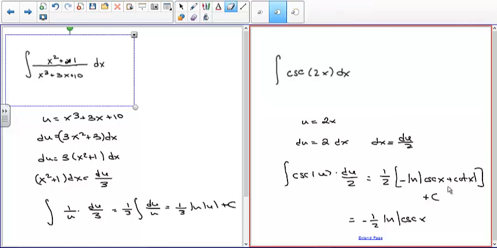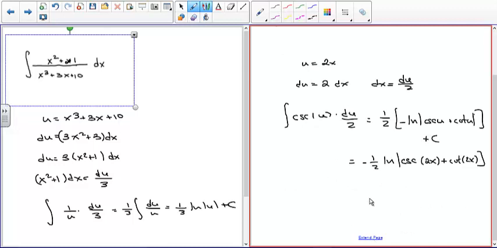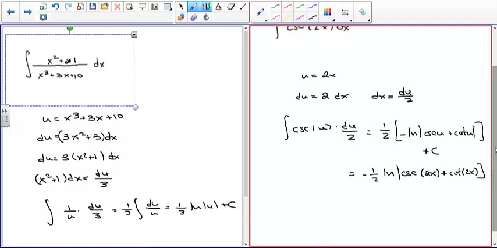Oh, I made a mistake. Yeah, I committed one of those cardinal sins here, which was to change the argument of the trig function. That's why I realized I'd messed up.